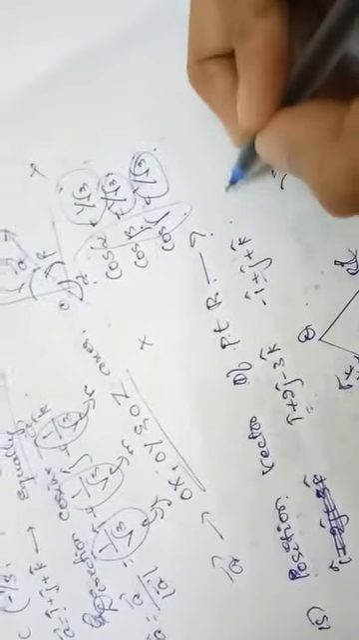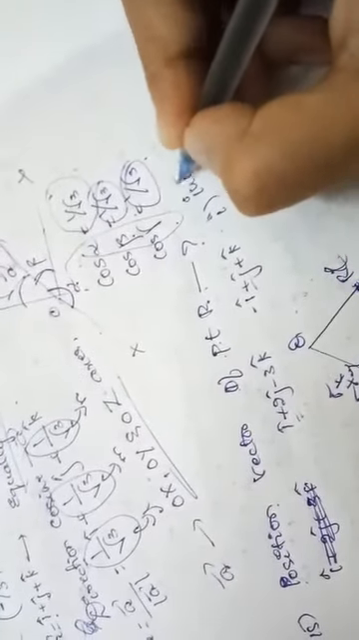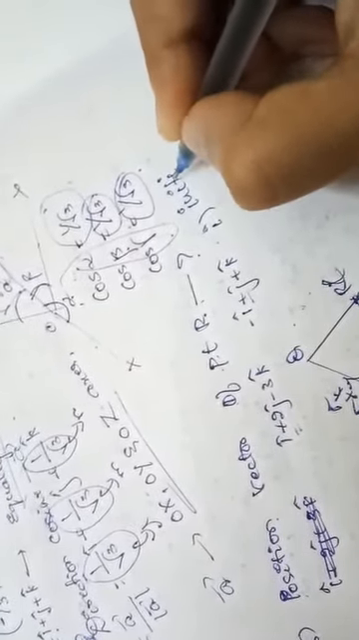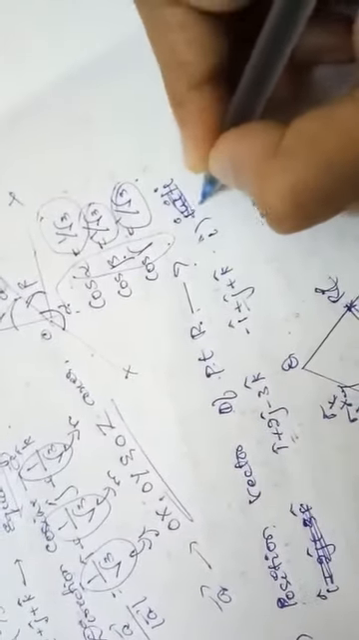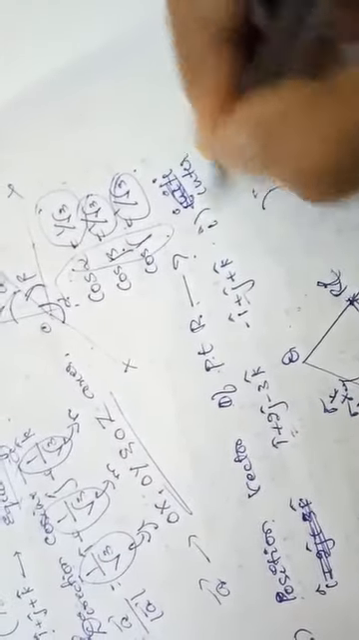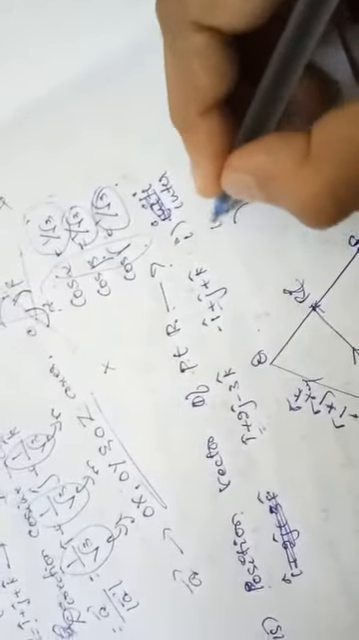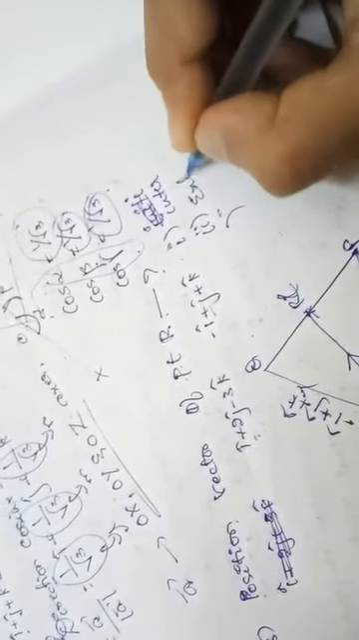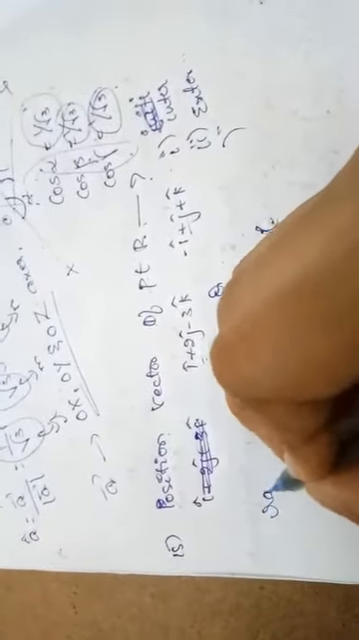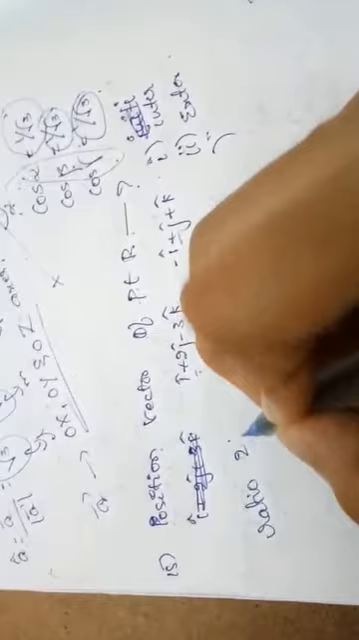First thing, when R divides PQ internally, what is the position vector of the point R, and when it is dividing externally, what is the position vector of this R, and this R is dividing PQ in the ratio 2:1. They have given this question. So I will read out the question again.